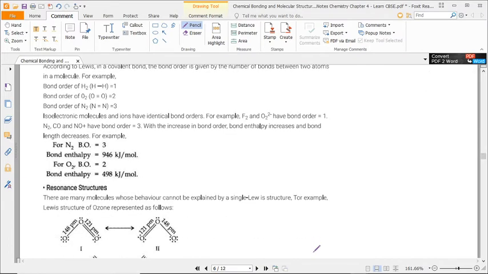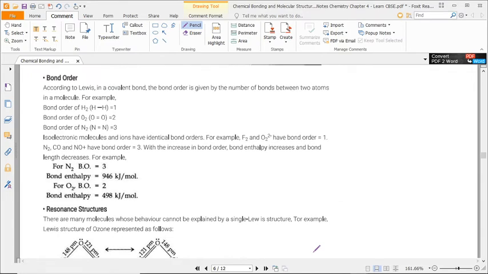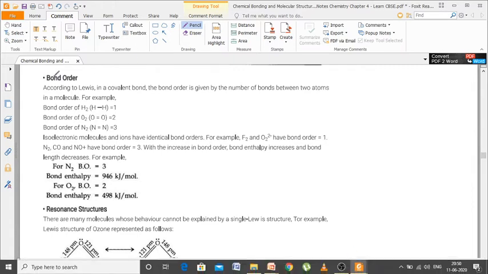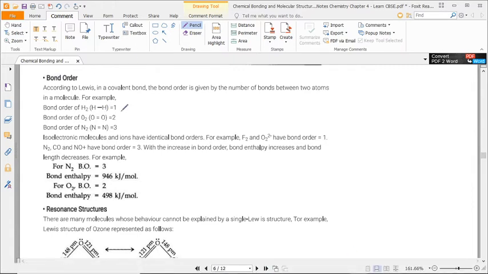Got it? Next, coming to the bond order. Bond order is nothing but the number of bonds between any two atoms. So if you have a single bond, the bond order is 1. If you have a double bond, the bond order is 2. And if you have a triple bond, like nitrogen, which has a triple bond between them, the bond order is 3.